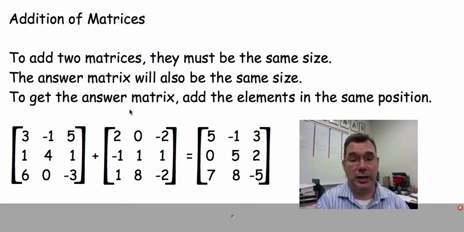And to get the answers, I just add the numbers that are in the same position. So this 3 will get added to this 2, and my answer of 5 will go right here. This -1 will add to this 0, and the answer -1 will go here. This 5 will add to this -2, and the answer will be 3, and it will go right there. And I'll do all of those additions, and the answer will have the 9 answers to the 9 addition problems that are in those matrices. So that's how you add them.